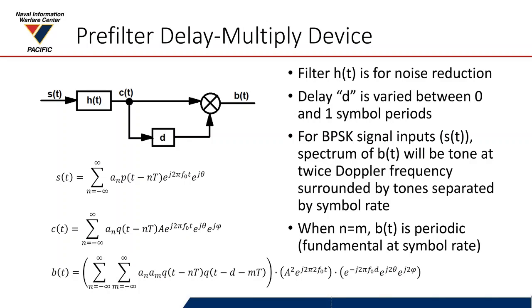Another device we can use to measure Doppler is a pre-filter delay multiply device. We have a noise-reducing filter, which converts S of t to C of t, and we just multiply the signal times a delayed version of itself. As long as this delay is between 0 and 1 symbols, the output spectrum of B of t is going to consist of spectral lines showing the modulation rate and possibly integer multiples of those, depending on what shaping filter was used to make S of t, and it will be located at twice the Doppler frequency in a situation where S of t is a BPSK signal.